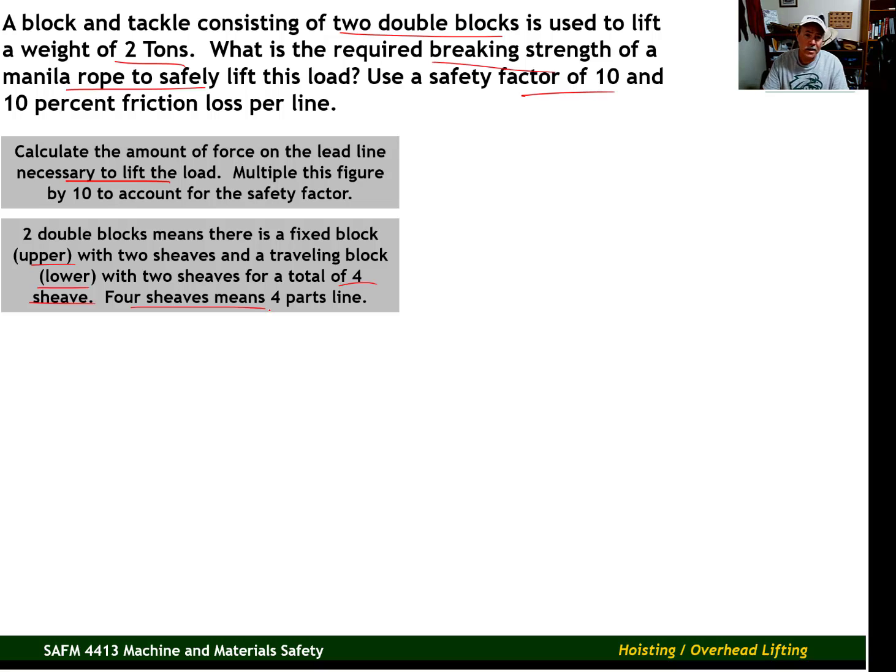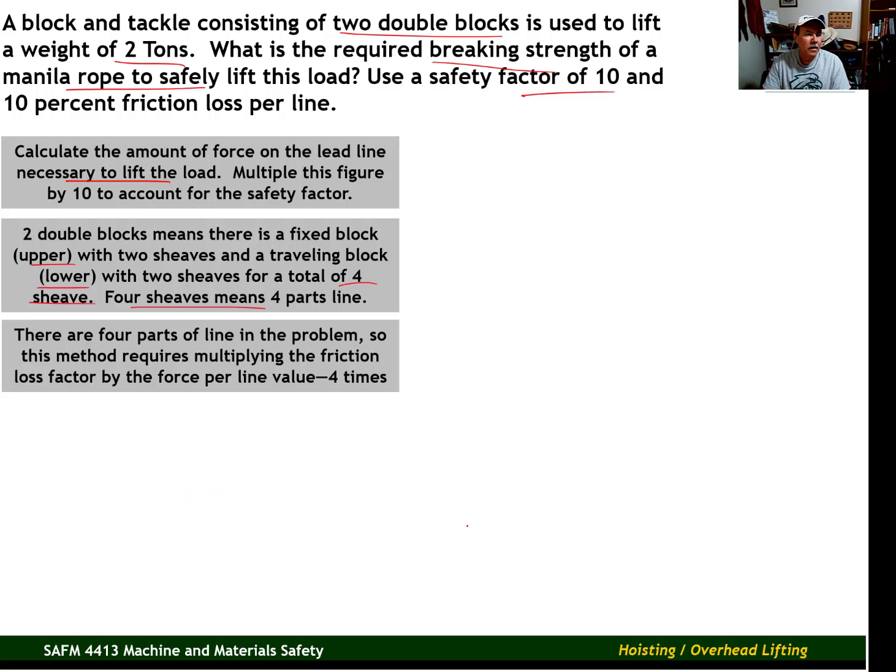So again, this question leaves you guessing here. And the best guess is that, yeah, there are 4 sheaves, 4 parts of line. That's what we're going to go with. And in the study guide where I found a version of this question, that's what they did. They just assumed that you would automatically jump to 4 parts of line, which again is not a good assumption because there are other options that could come into play. Again, 4 parts of line in the problem.